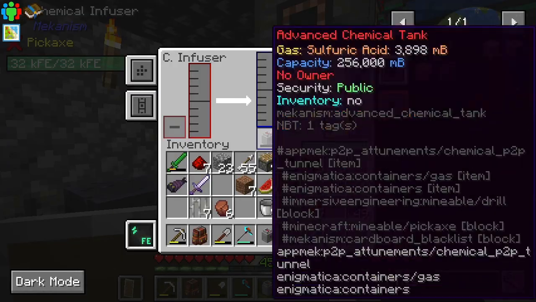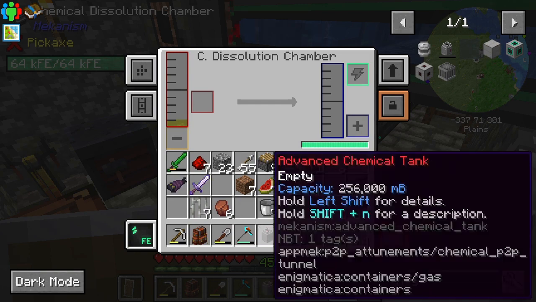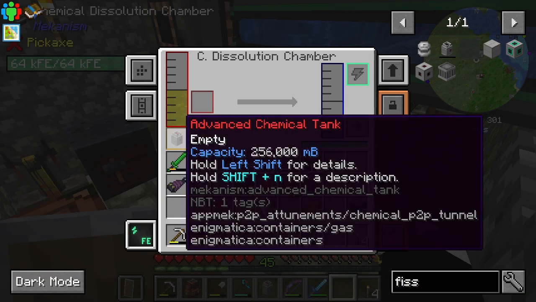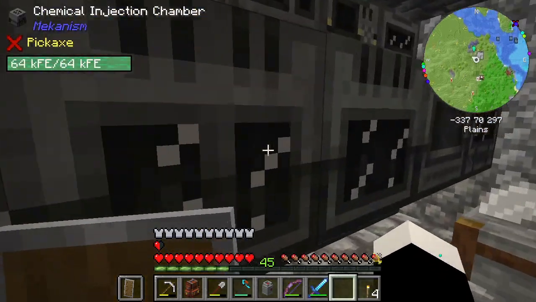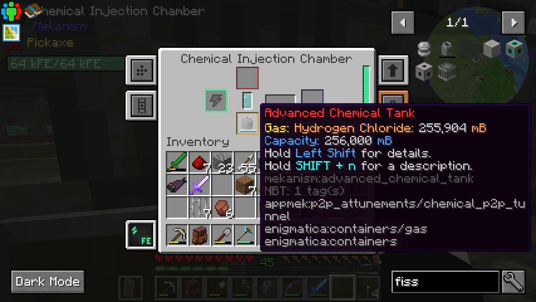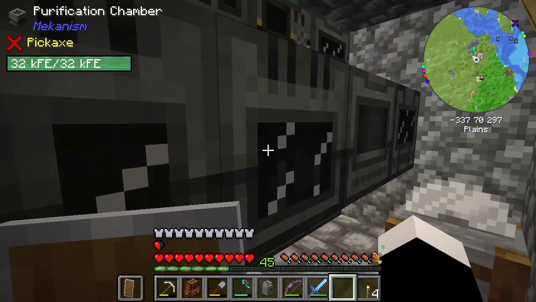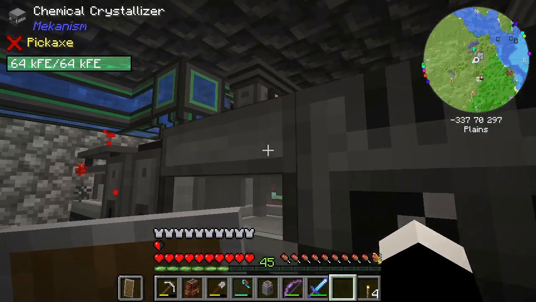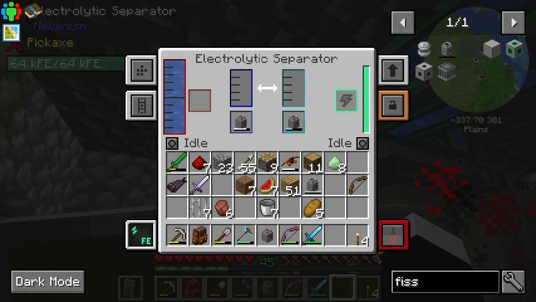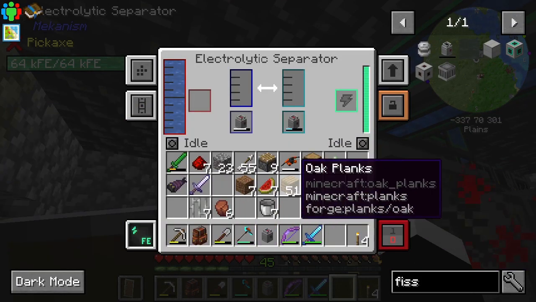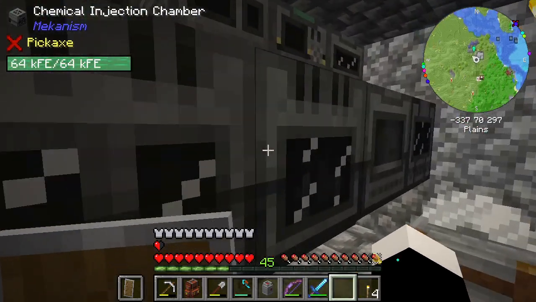I've already got some here, so I'm going to start on that too. And in case you're curious, I have finished making a full tank of hydrogen chloride gas for the chemical injection chamber. There's some oxygen in here too. There's not as much of it, but I've got some coming from here, so it shouldn't be too hard.